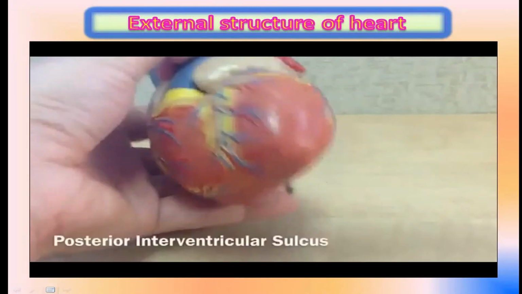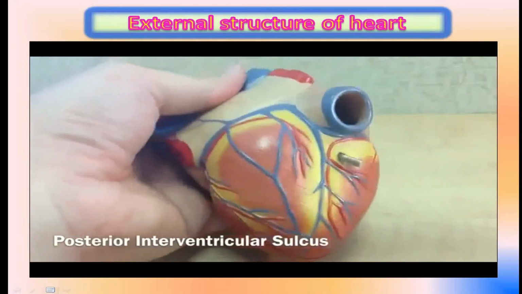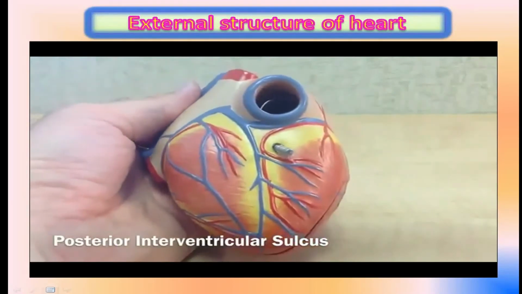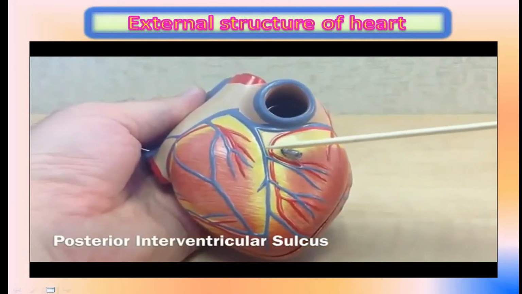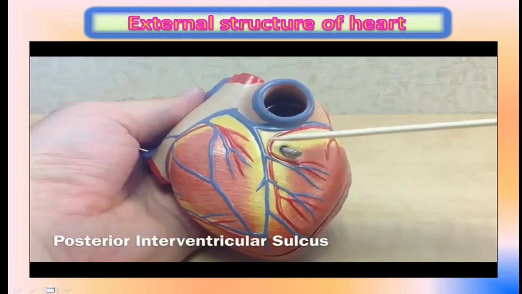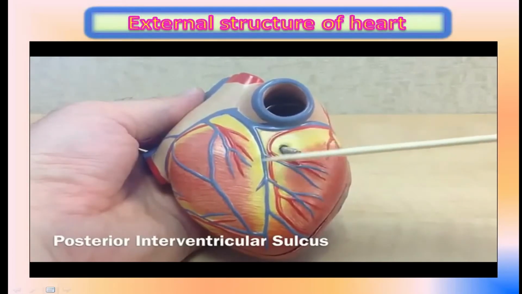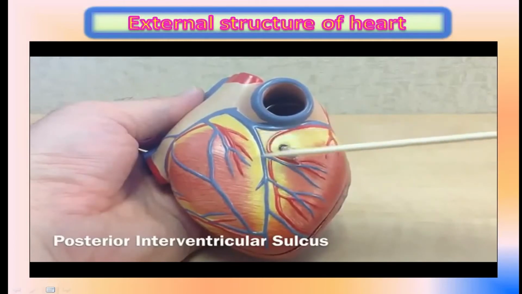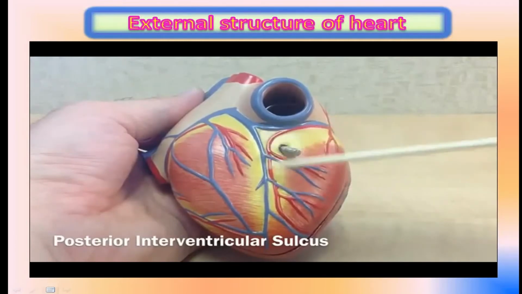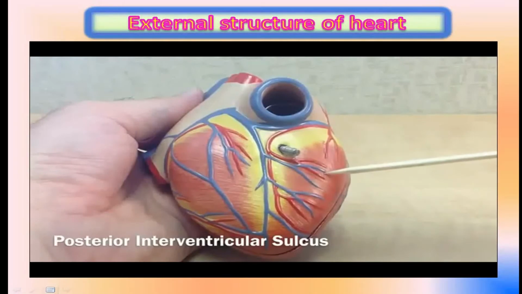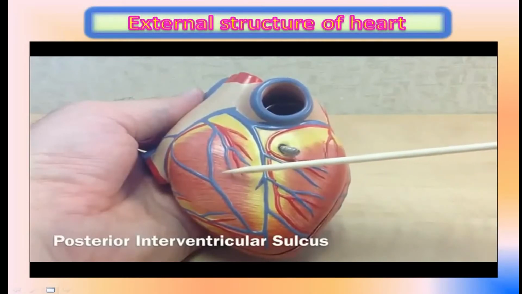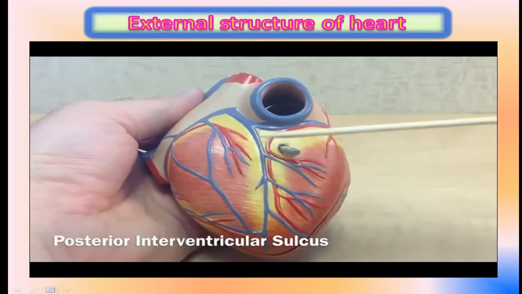Let's flip the heart over to its posterior surface, where we'll find the posterior interventricular sulcus. This is a continuation of the anterior interventricular sulcus, and it indicates the external boundary between the right and left ventricles here on the posterior surface of the heart.